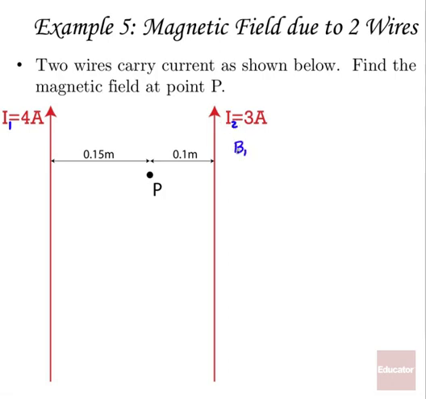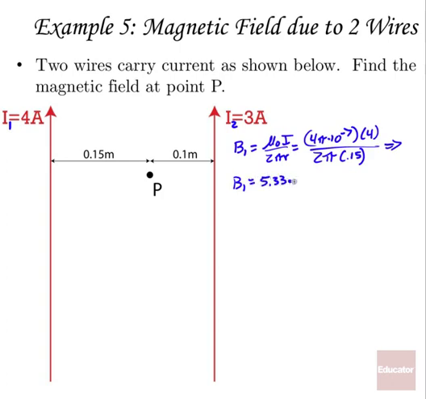So the magnetic field due to 1 is going to be mu naught I over 2 pi r, which is 4 pi times 10 to the minus 7 times our current, 4 amps, over 2 pi, and the distance from our wire to point P is 0.15 meters. When I do that, I'm going to find that B1 is equal to about 5.33 times 10 to the minus 6 Tesla. All right, in the direction by the right-hand rule, point my thumb in the direction of positive current flow, wrap my fingers around, I'm going to see that that is going to be into the page at that point. Now let's do the magnetic field strength due to wire 2.